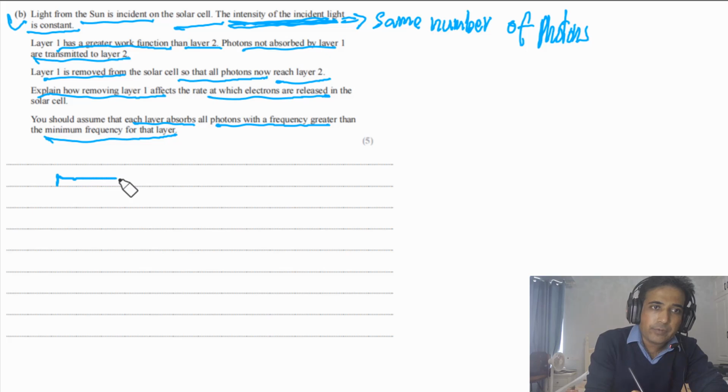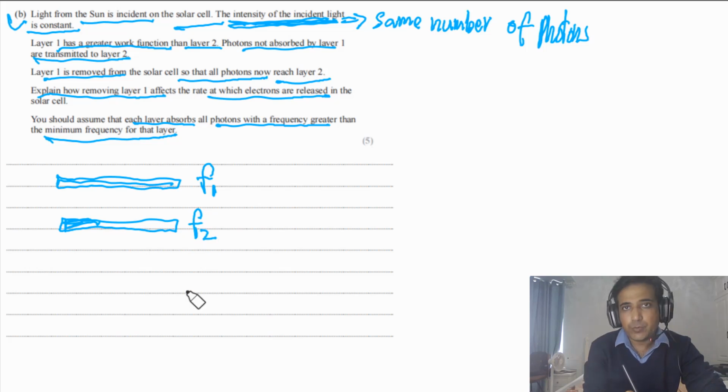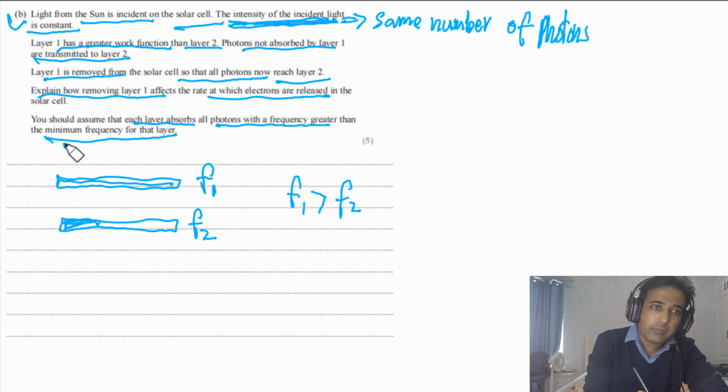We have layer 1, so we can draw here. This is layer 1, and the threshold frequency of this one, let's say, is f1. Then we have layer 2, which we can simply draw below this one. The threshold frequency of this one is f2, and f1 is greater than f2. Now we can imagine, let's say, just 5 photons of light.